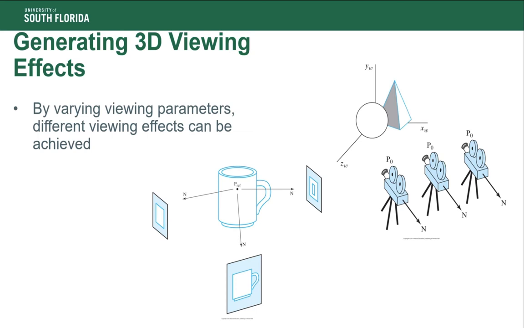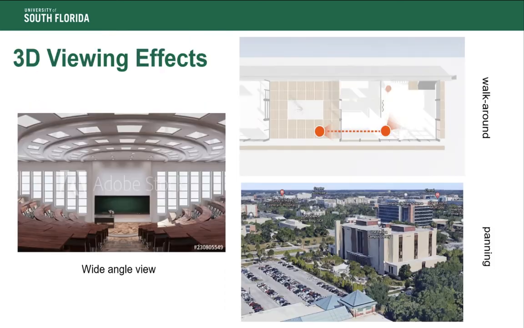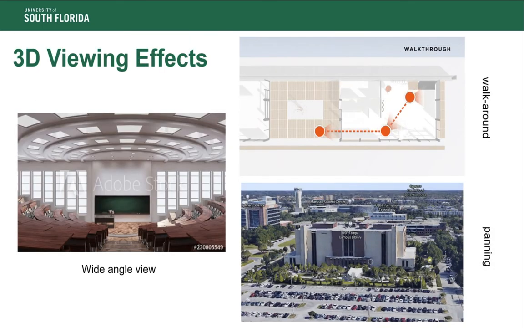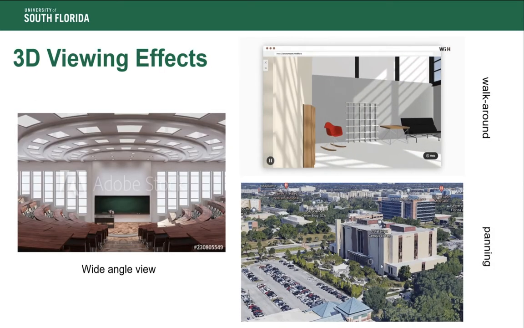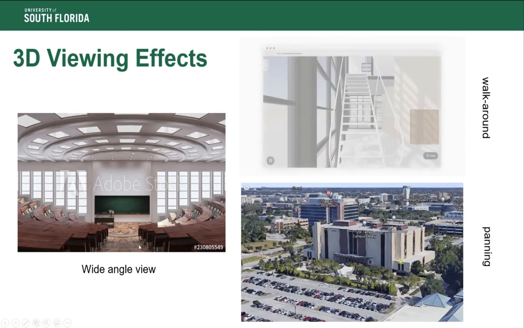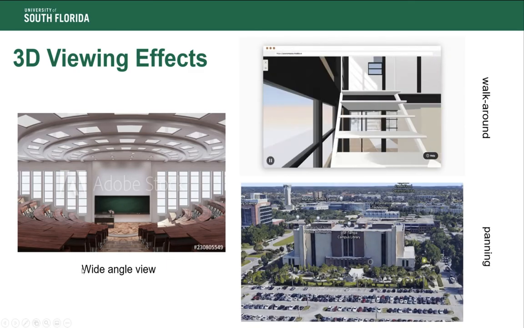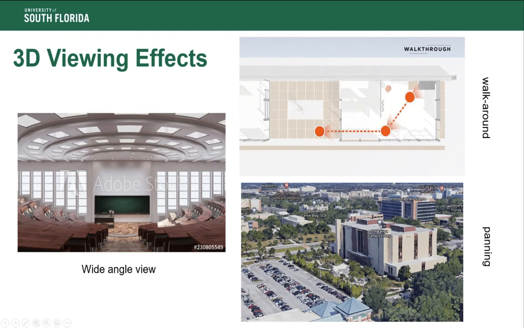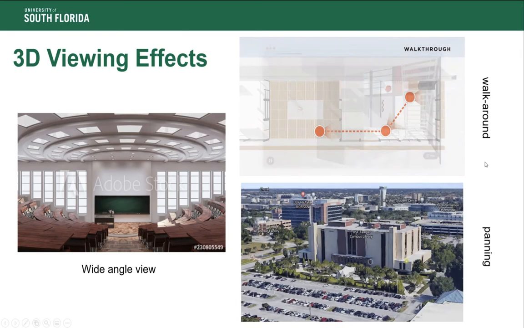Generating 3D viewing effects. By varying viewing parameters, different viewing effects can be achieved. Here are some examples of 3D viewing effects. You have the wide angle view, panning, and the walk around.